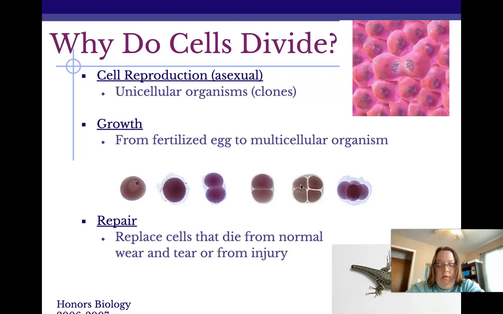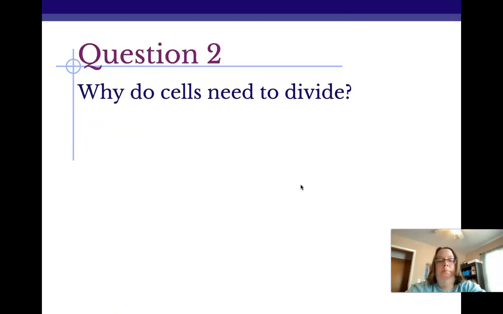Some organisms, like lizards, can actually replace whole appendages or tails. Humans can't do that. We can't replace any limbs or the appendages that fall off, but we can repair ourselves when we are injured. So question number 2, select all that apply. Why do cells need to divide? So why do cells need to divide?